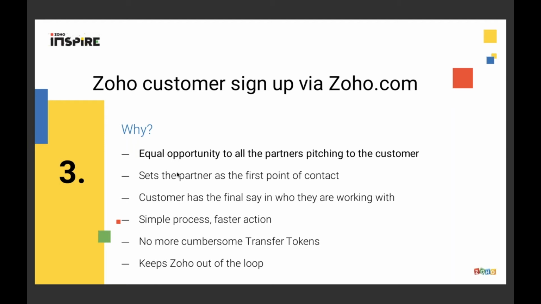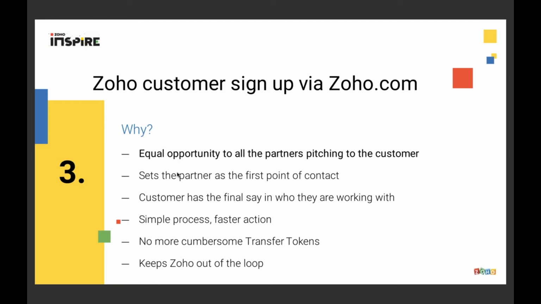So this method now gives equal opportunities to all the partners who are pitching to this customer. It also sets the partner as the first point of contact, because now there's an expectation and the customer knows that the partner is associated with them, and you will automatically become the first point of contact, be it for upgrades, be it for payments, or for product support. The process is simple. It is very straightforward. There are no extra steps involved, and it does not have the cumbersome transfer tokens anymore.